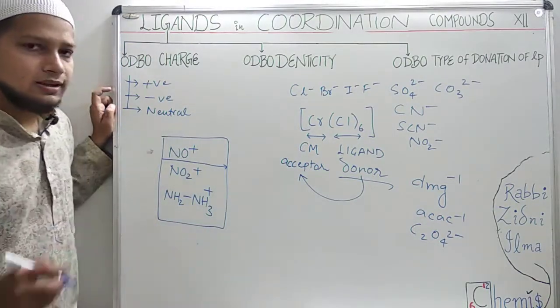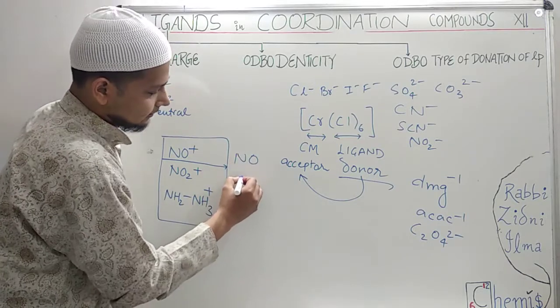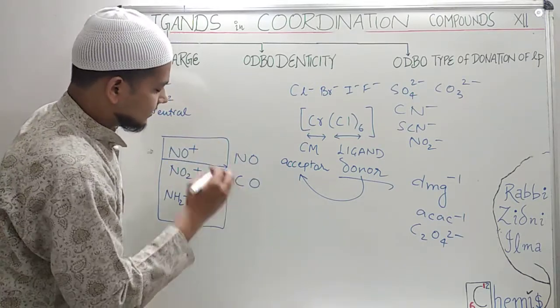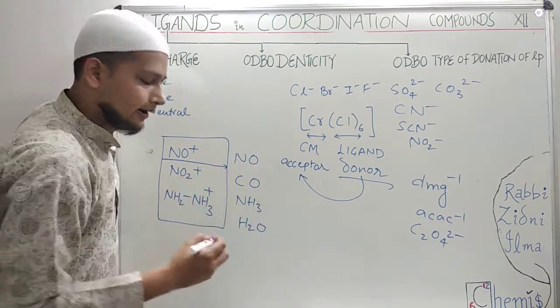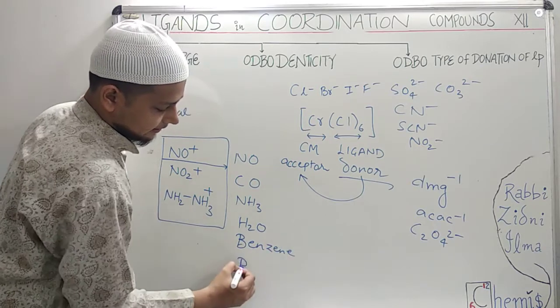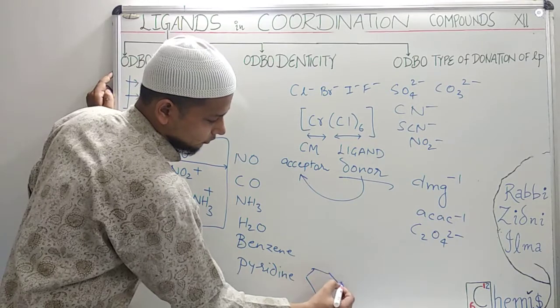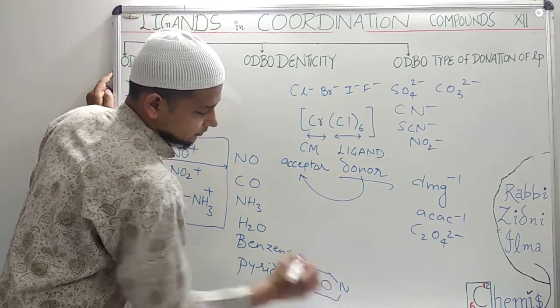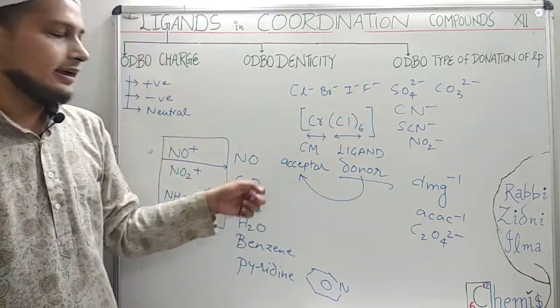Now the neutral ones. For the neutral ones, the list is again very short. NO, CO, the next is NH3, H2O and benzene. I will write benzene, pyridine. Pyridine looks like this, very beautiful. This is pyridine. So these are the neutral ligands. These do not carry a charge.